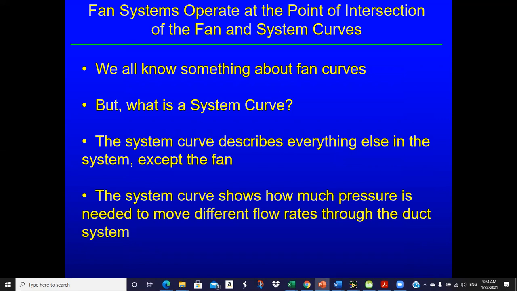So this slide is going to drill down a little bit on system curves. What is a system curve? I think I pretty well described that. Sometimes I jump ahead here a little bit. But a system curve shows how much pressure is needed to move different flow rates through the duct system, basically.